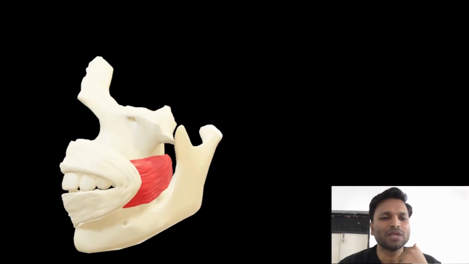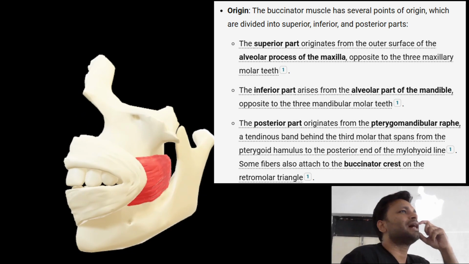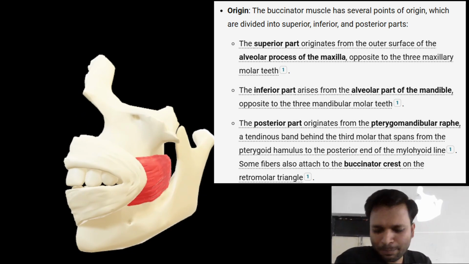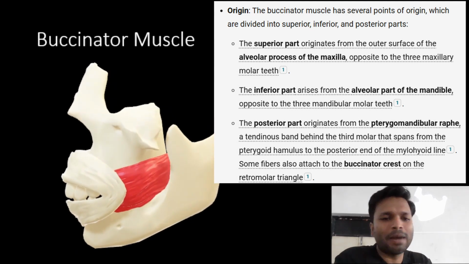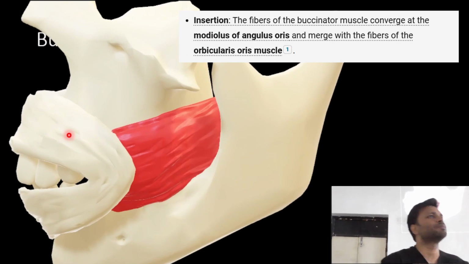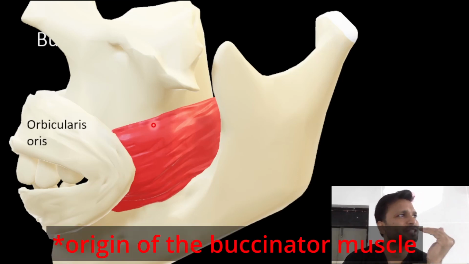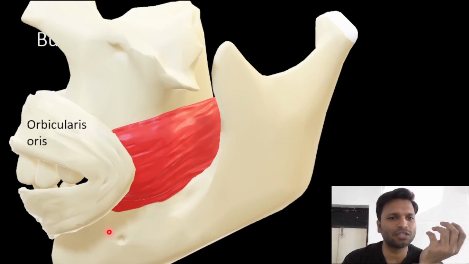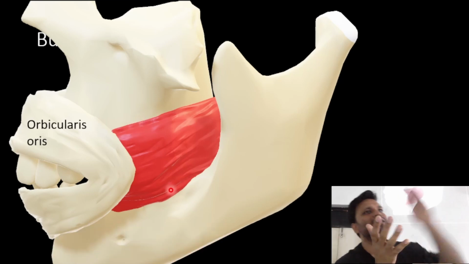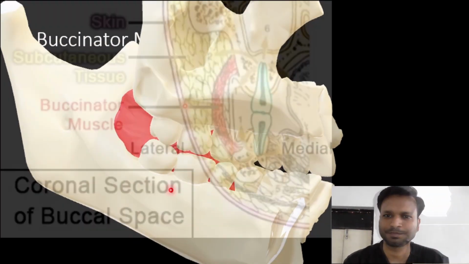Buccinator muscle, okay? So basically, the origin of this buccinator muscle is from the alveolar bone of the maxilla and the mandible, and posteriorly the origin is from the pterygomandibular raphe. And the insertion is at the orbicularis oris muscle. The roots of the posterior teeth, premolars and molars, are almost at the level of the insertion of the buccinator muscle, be it maxillary teeth or mandibular teeth. The attachment is at the level of the apex of the maxillary and mandibular teeth. Remember this, it will come in handy.